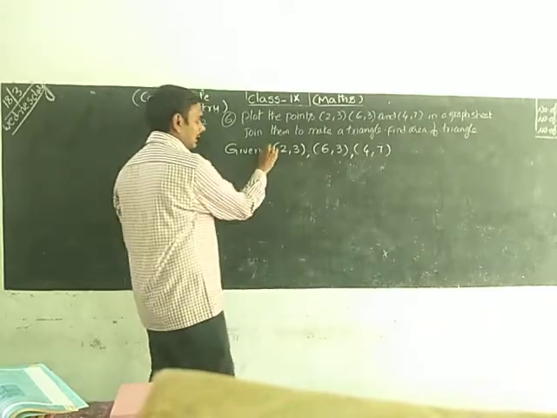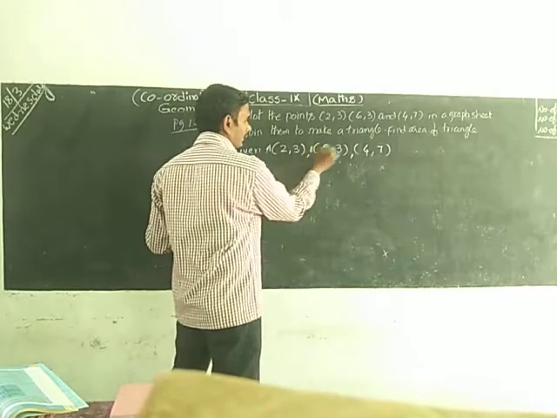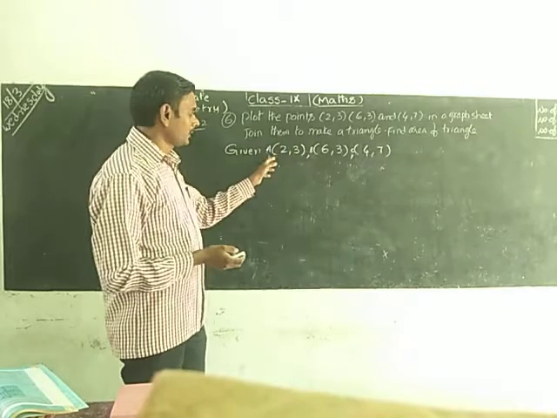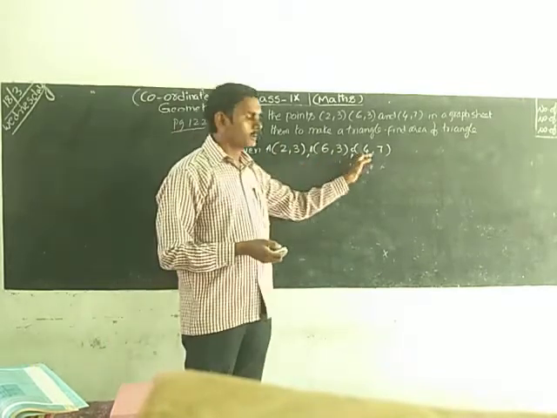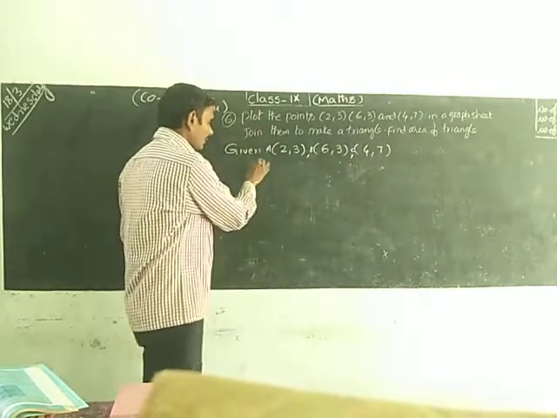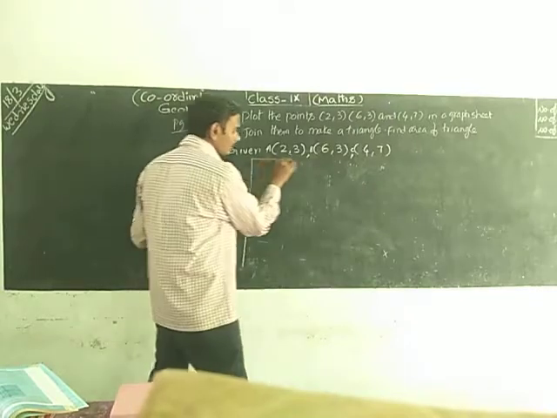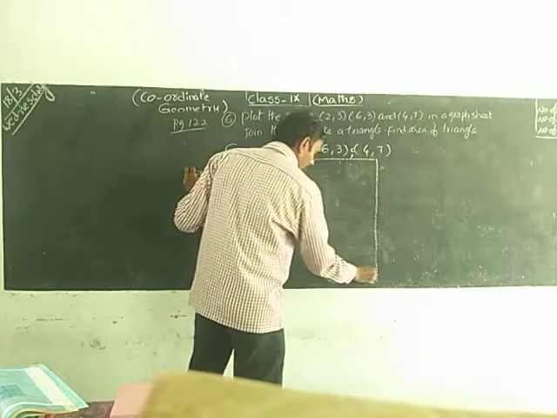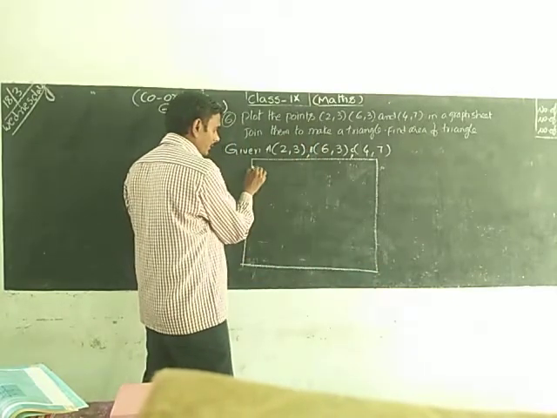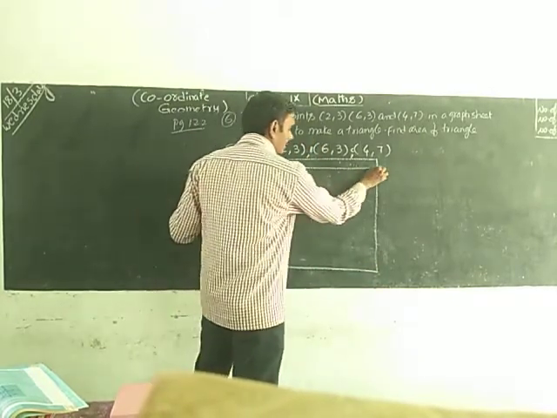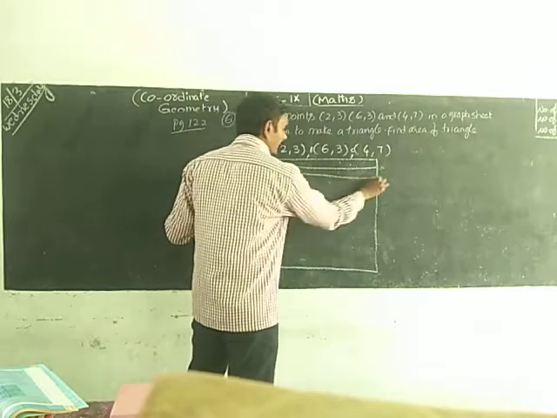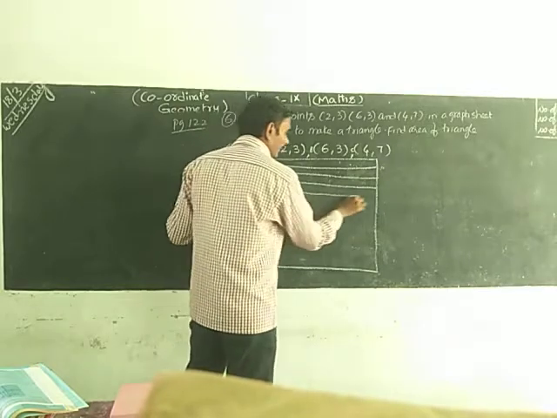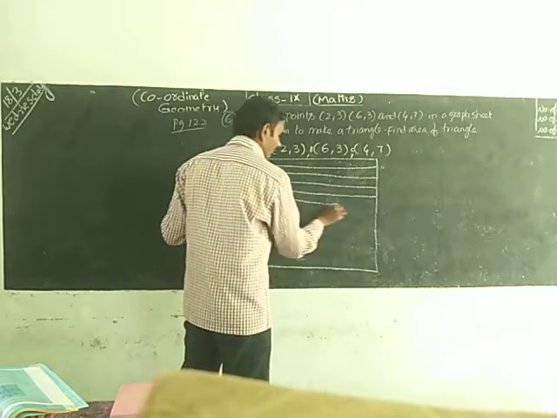This point is taken as A, this point is taken as B, this point is taken as C. Now we can draw the graph paper. For me, graph paper is not available on the board, so that's why I am drawing grids here. We have to do this sum on graph paper only. If an examination gives you a sum like this, they will provide the graph paper for you. Don't worry about it.